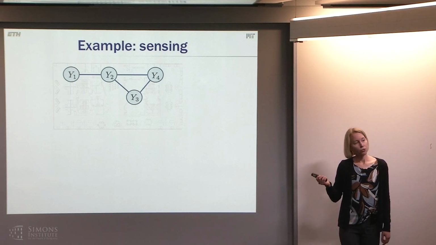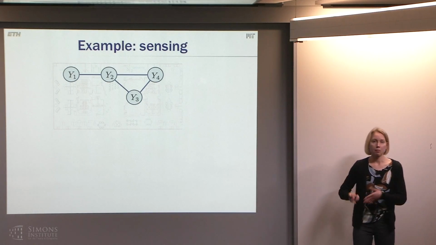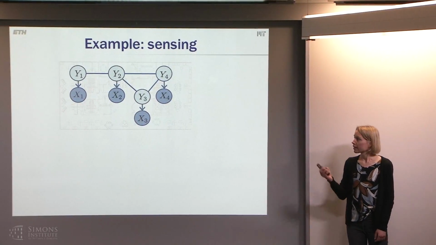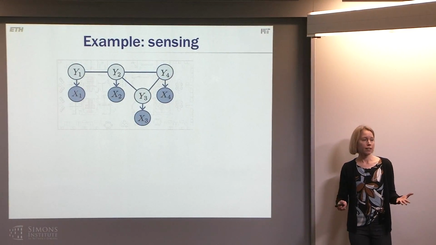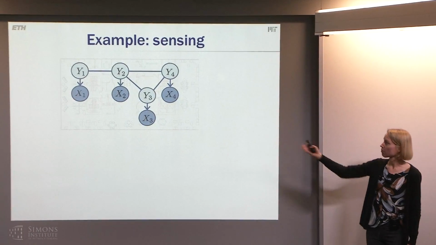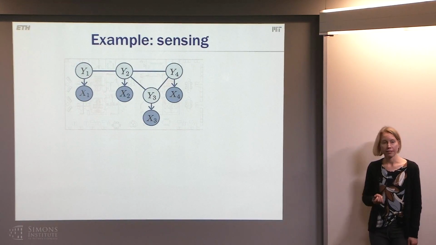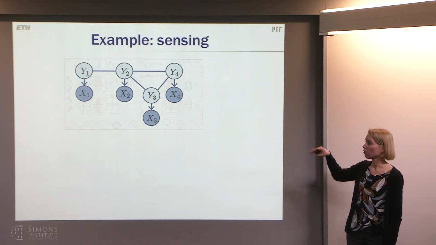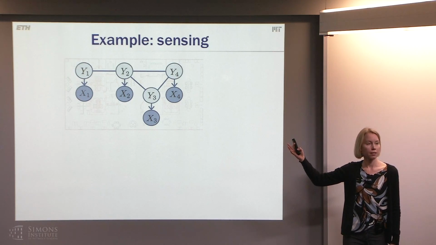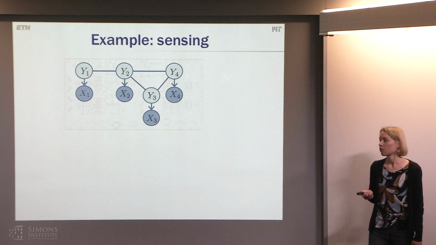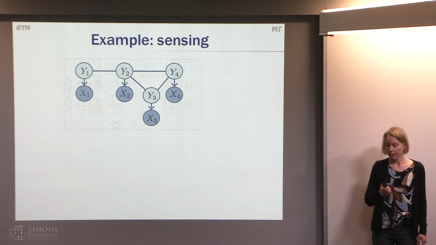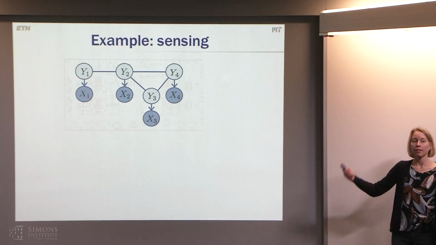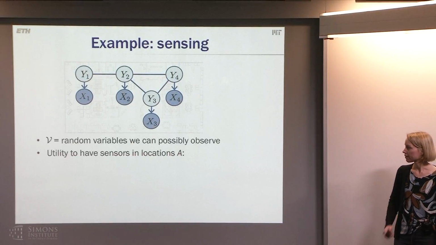So now I want to learn about the temperature everywhere to detect maybe there's a fire outbreak. What I can observe is actually the true underlying temperature plus some noise. So these are my possible observed variables x. So now the task is I select some of these x variables to learn as much of the y as possible. So what would be a good objective function for this? It's maybe how much do I reduce my uncertainty about the y's given that I select some of the x's.